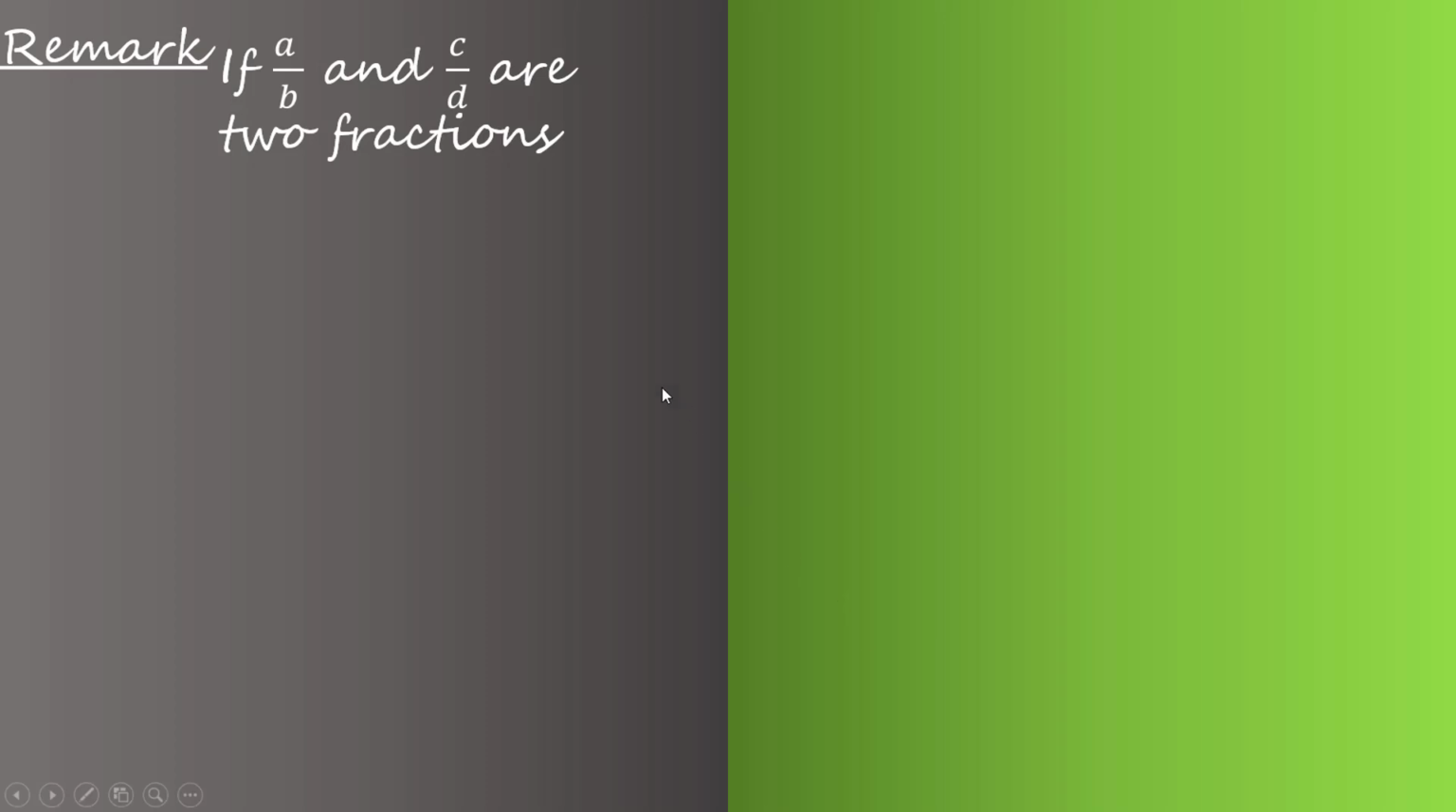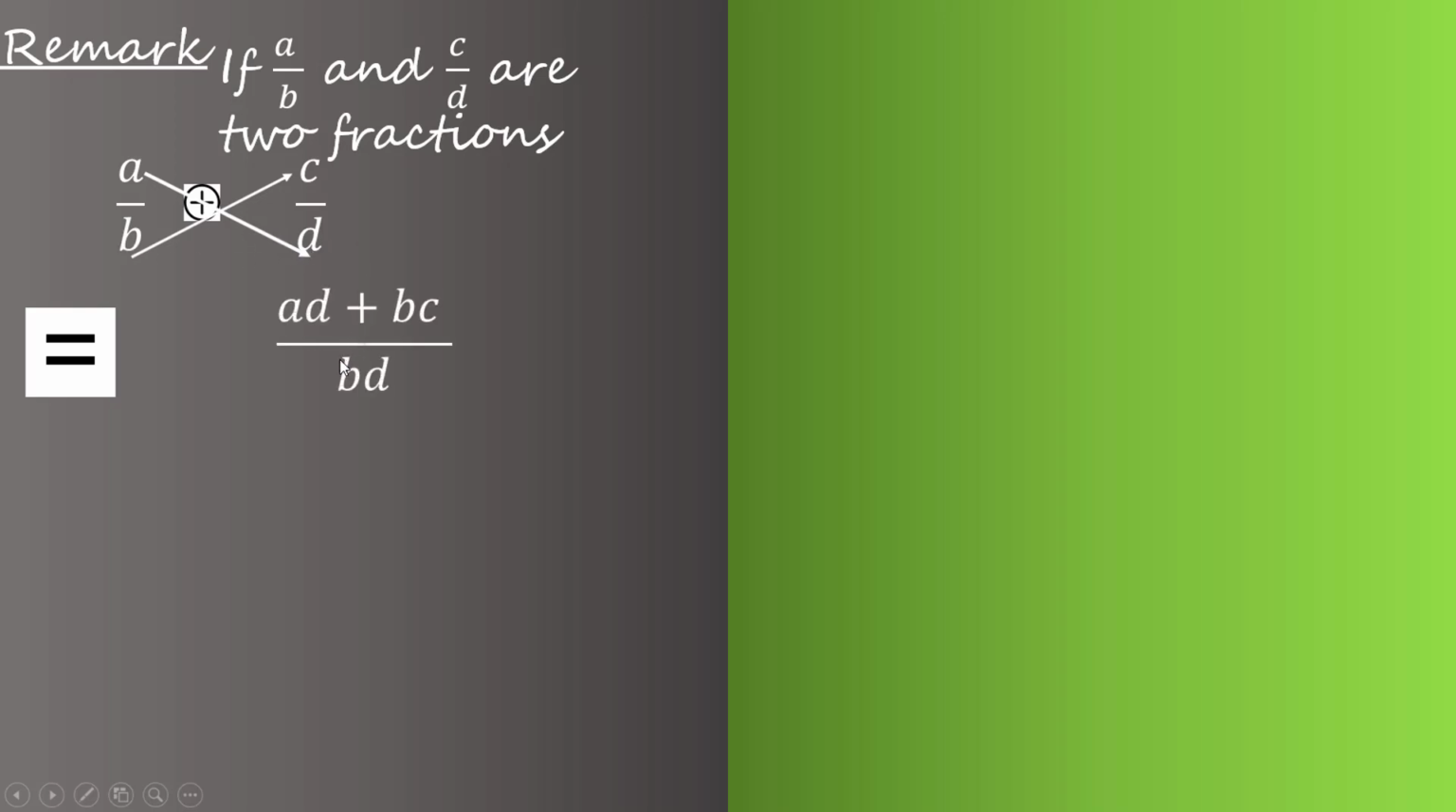Remark: if we have two fractions, a over b and c over d, so we can deduce a over b plus c over d equals what? Equals, we can use cross products, a times d plus b times c over what? Over the product of the two bottom numbers b and d. So we can write it as ad plus bc over bd.